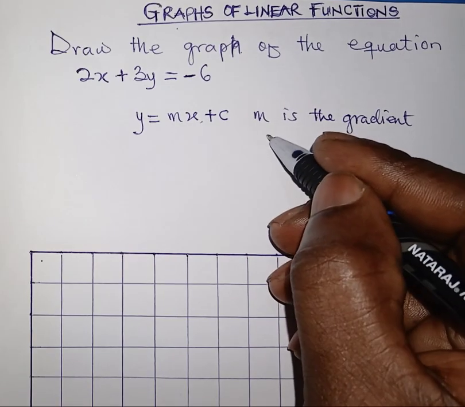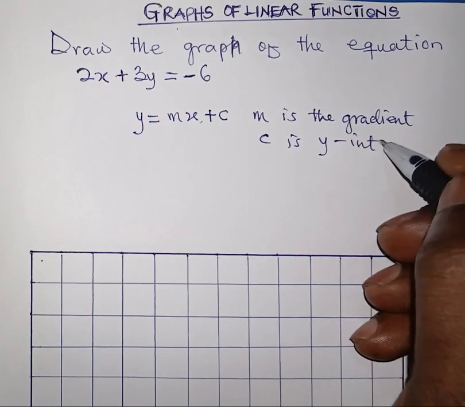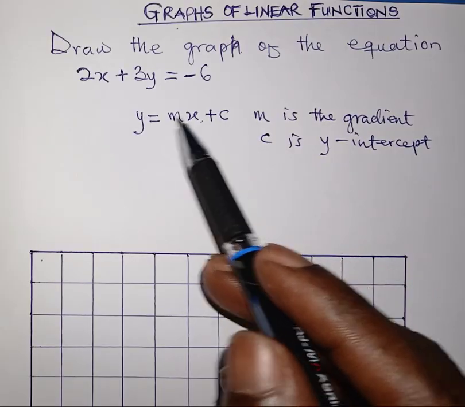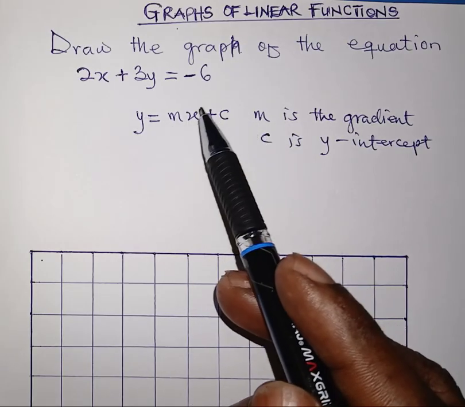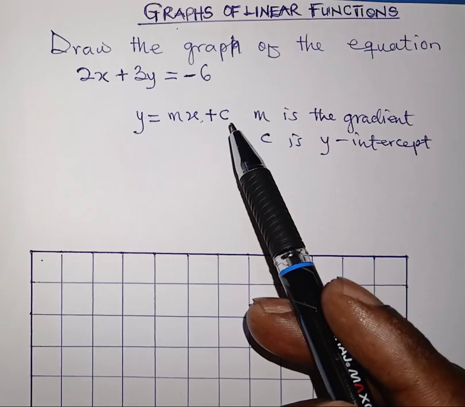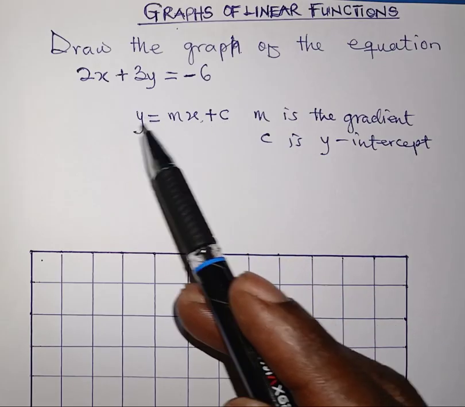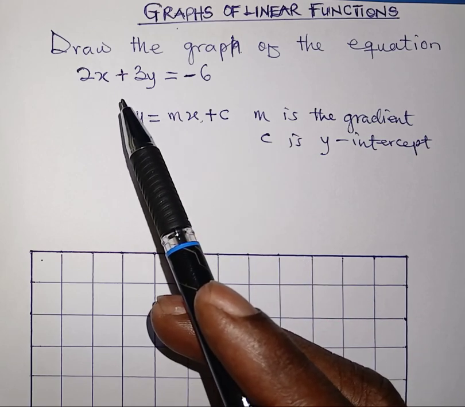And the c is the y-intercept. As for the x and y, we know that they represent the domain and the range, the x-axis and the y-axis. So this is a straight line. We are going to look at how we can plot a linear function or a linear equation of this form. All right, so then let's come back to the actual question.